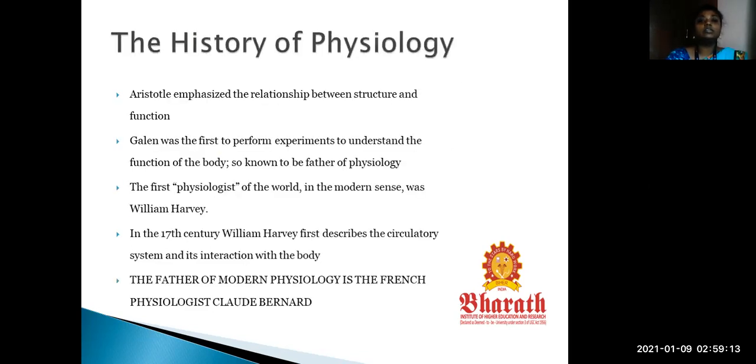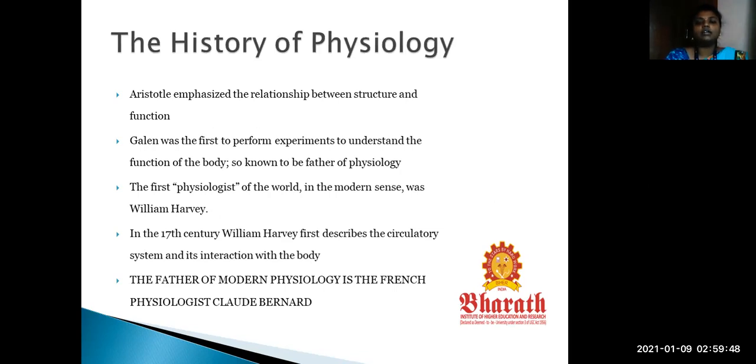Then we'll see the history of physiology. Aristotle emphasized the relationship between structure and function. Our body has different organs, right? Each organ has different types of structure and different types of functions, and each organ has a uniqueness in it. Then Galen was the first to perform experiments to understand the function of the body.